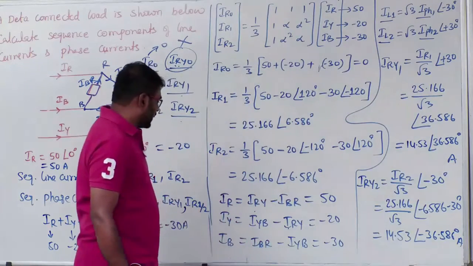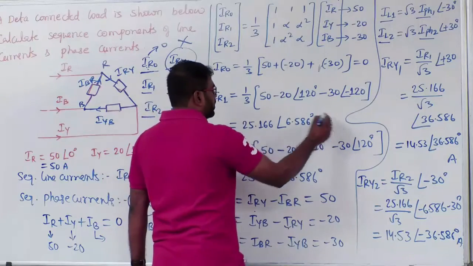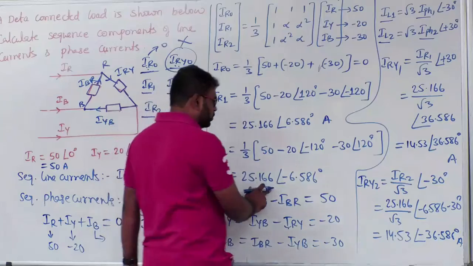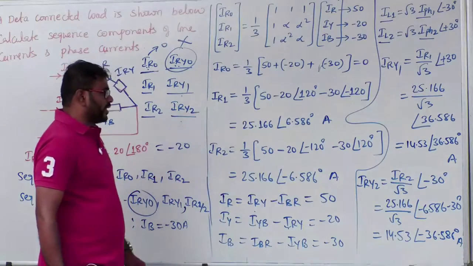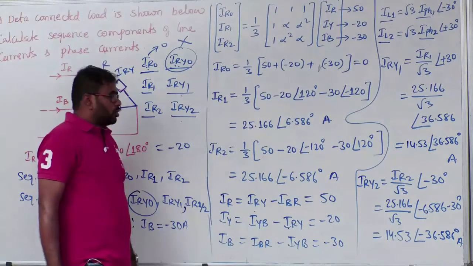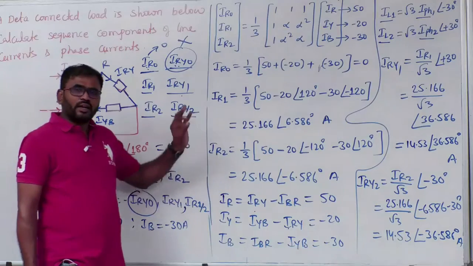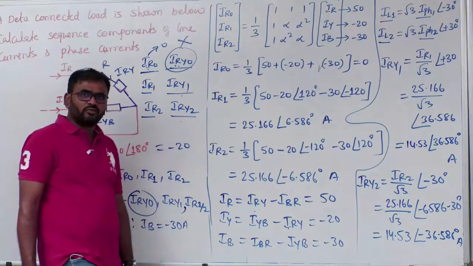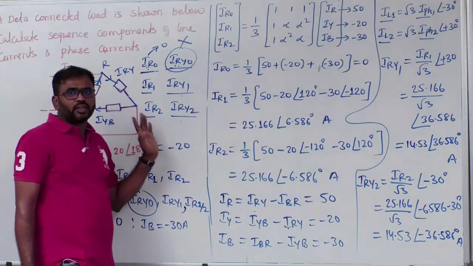So we have calculated IR0, that is 0, IR1 25.166 at an angle 6.586 amperes, IR2 25.166 at an angle minus 6.586 amperes, but IRY0 is not possible to calculate. So this is the procedure for calculation of sequence components of line current and sequence components of phase currents if the unbalanced line currents are given.